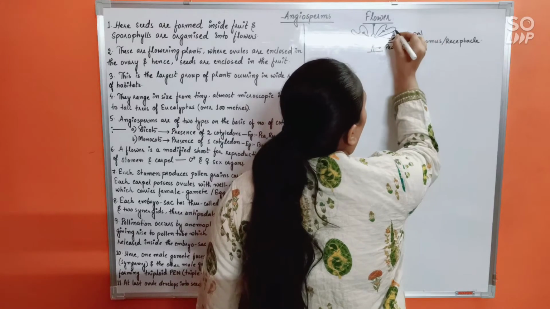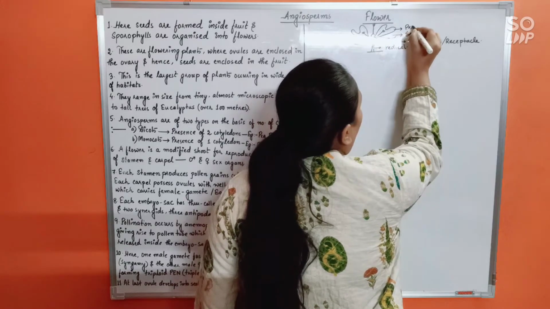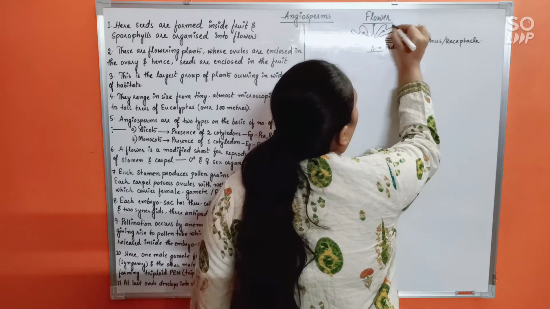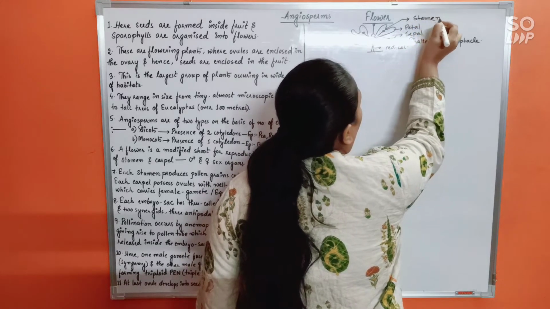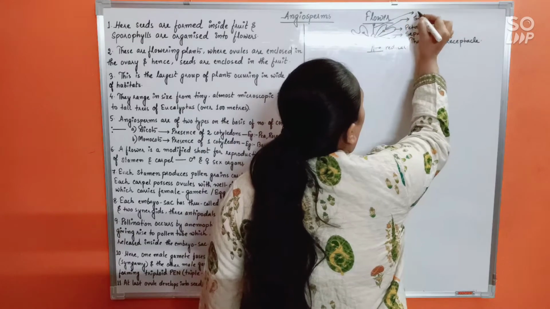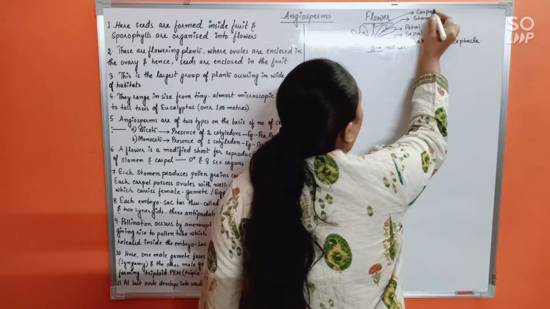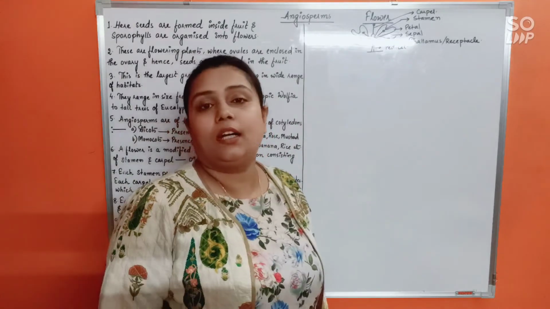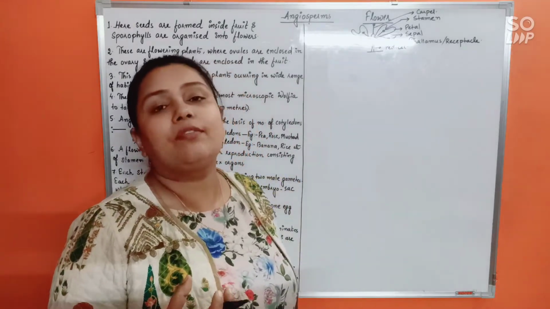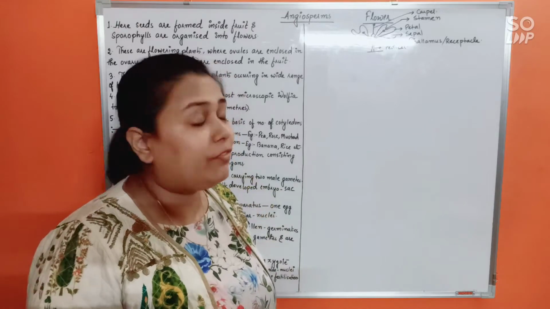sepal, petal, stamen, and at the center remains the carpel. So you know very well the structure as well as the function of all these four parts of the flower.